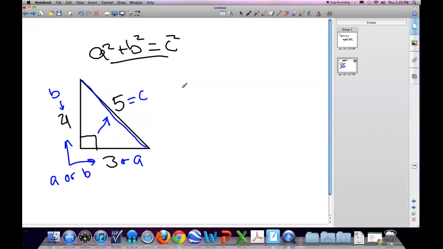So let's take A, which is 3, and we're going to square it. So 3 squared plus B, which is 4, I'm going to square it, equals C, which is 5. And again, we're going to square it. As you can see, the order of B and A doesn't really matter, because you could also have it as 4 squared plus 3 squared is equal to 5 squared. Same result.